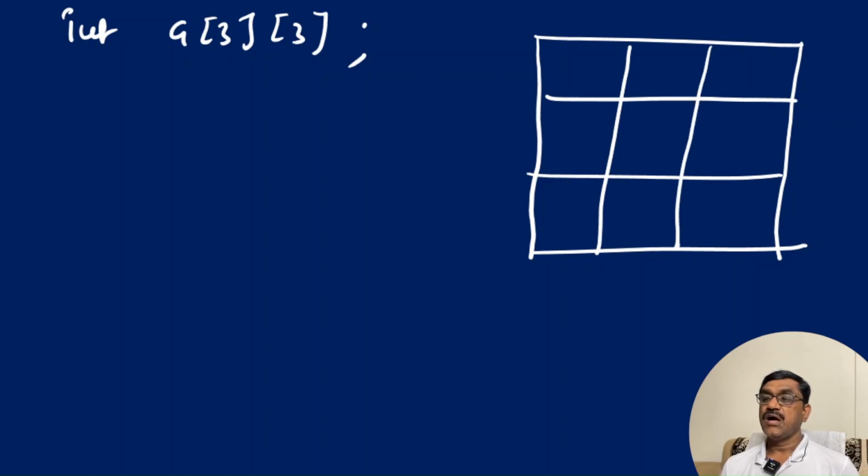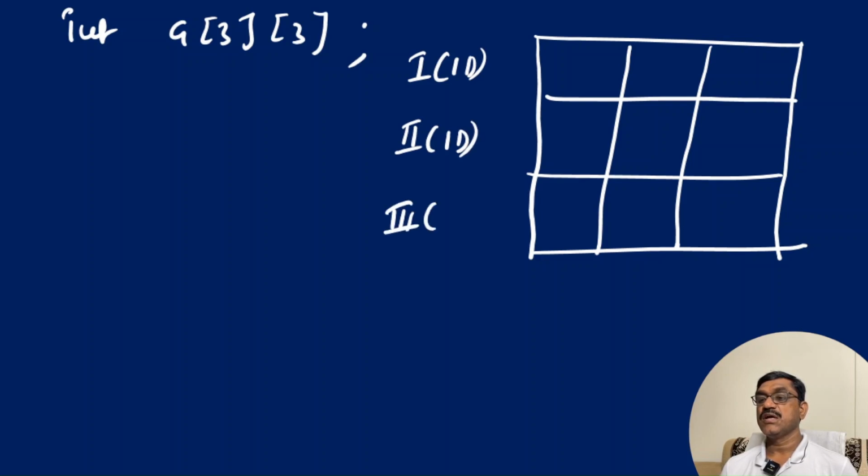But actually, after the first one-dimensional array, in continuation, the second one-dimensional array is stored. After that, the third one-dimensional array is stored. So everything is stored in the form of rows, but for my convenience, I have written like this. This is the first one-dimensional array, this is the second one-dimensional array, and this is the third one-dimensional array. It is the collection of 3 one-dimensional arrays.